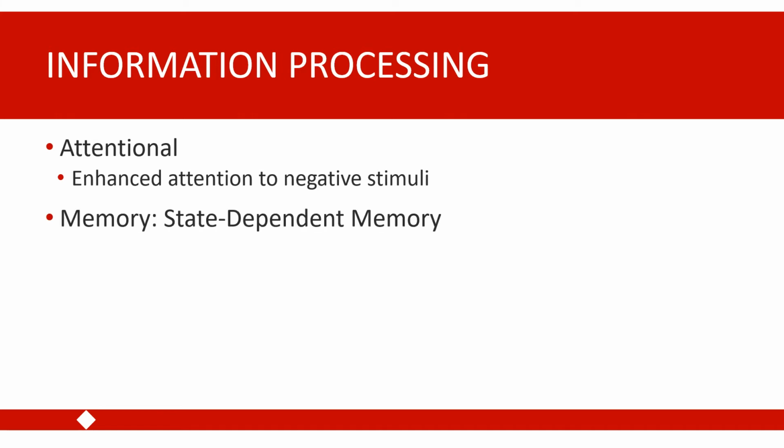Another bias in information processing has to do with what is called state-dependent memory. So one of my favorite studies to illustrate state-dependent memory has nothing to do with mood. So this is a study that was conducted looking at the effects of alcohol on memory and recall. So in this experiment, they took a group of students and they gave these students information to learn. These students were divided into two groups. One group was given alcohol before they learned the information, and the other group learned the information sober.